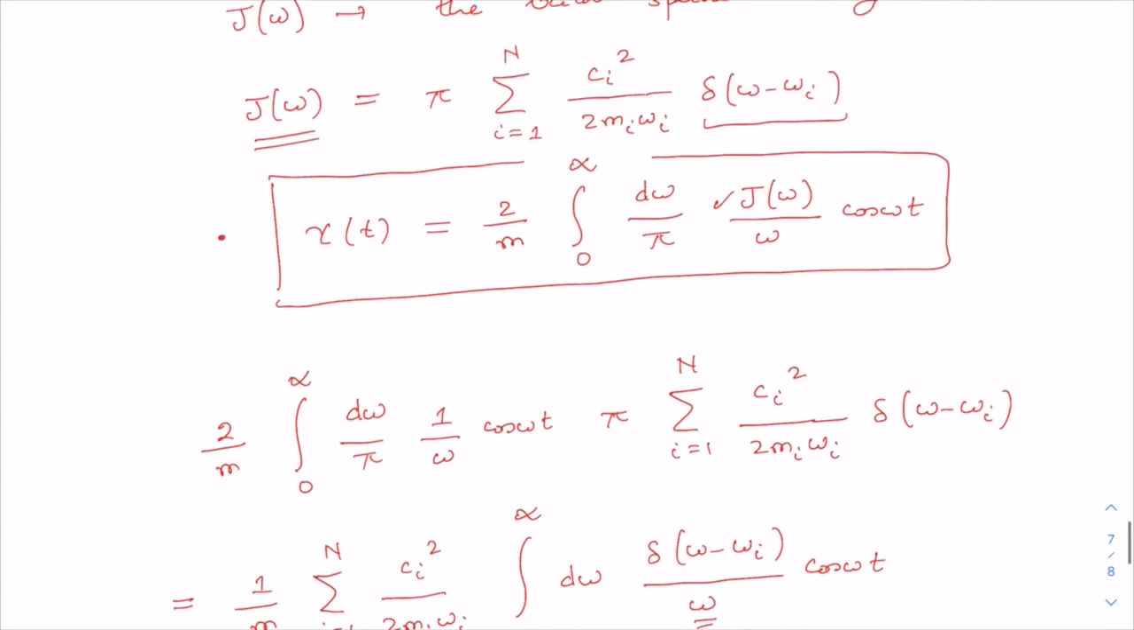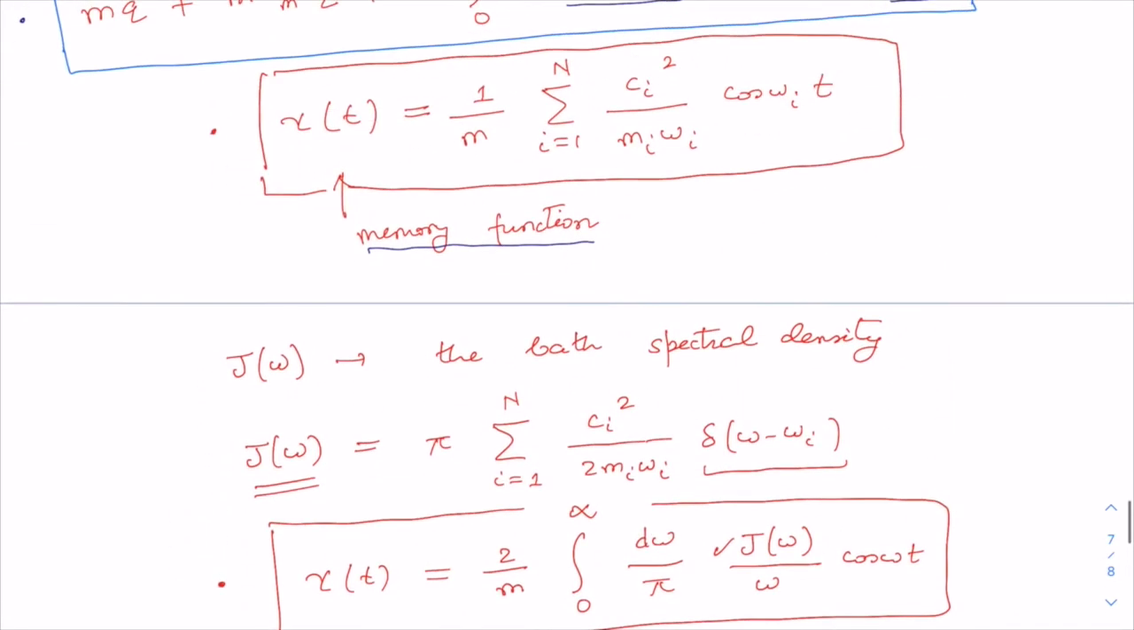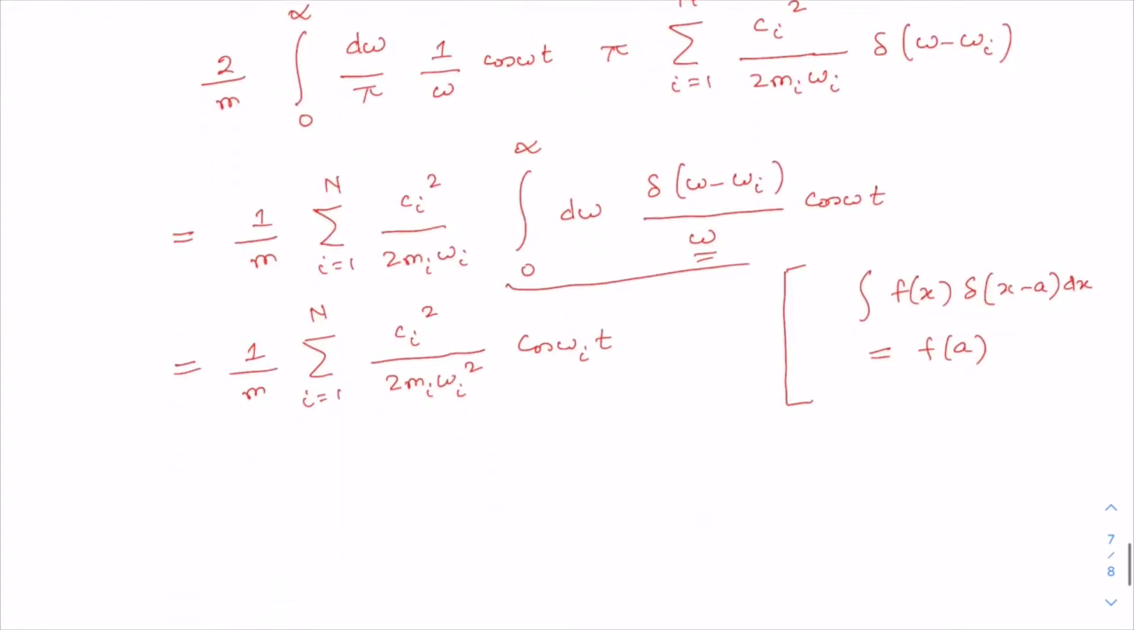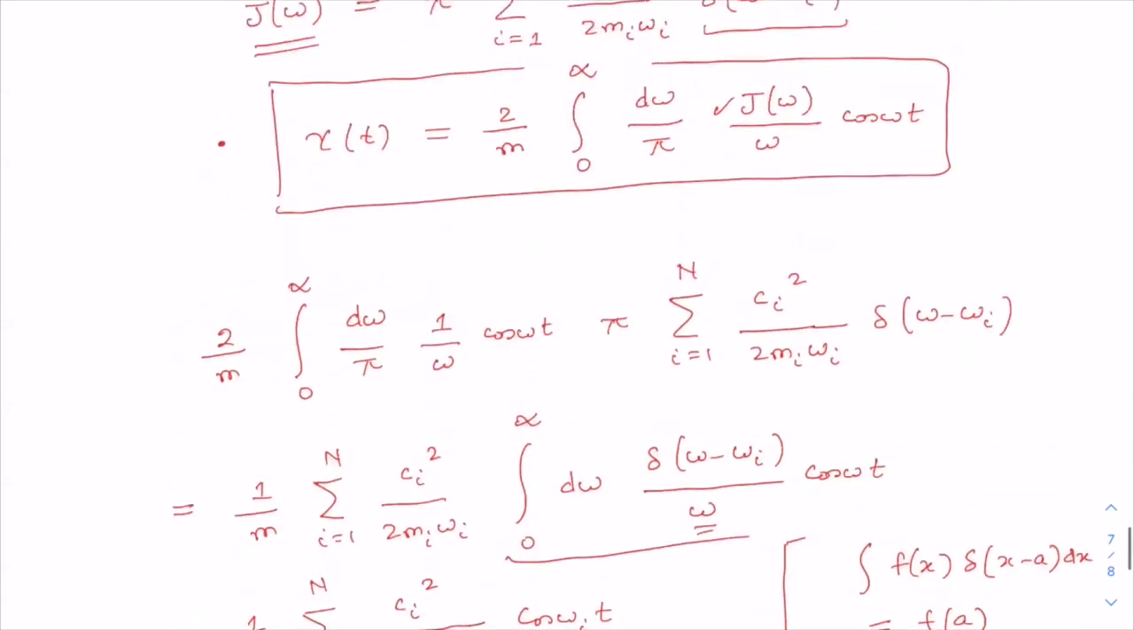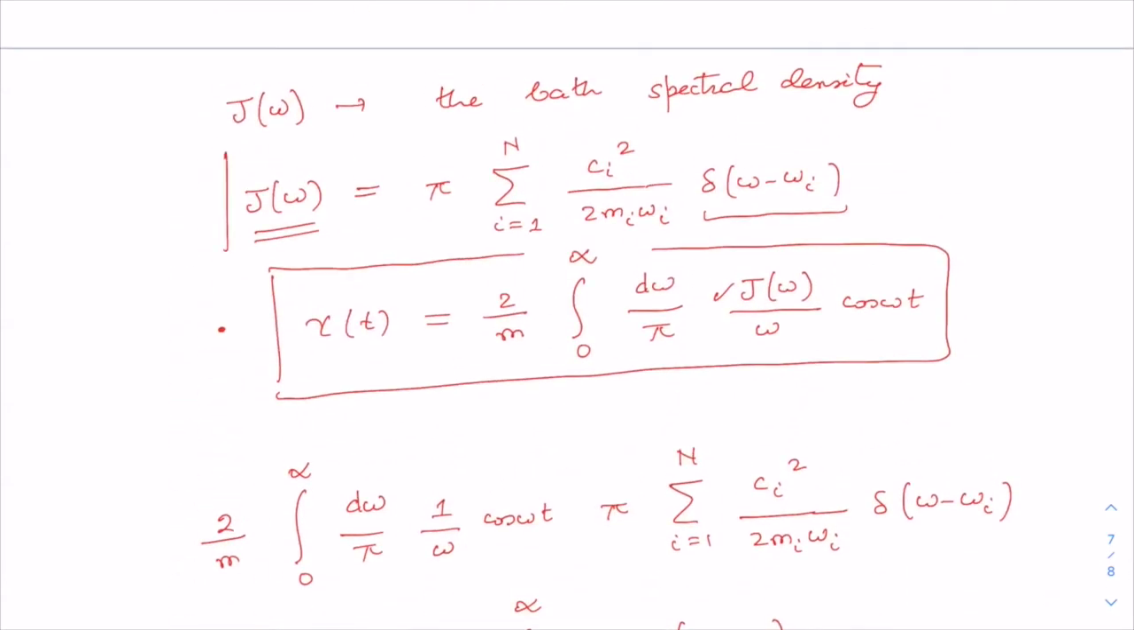So now you can see that this is exactly this function. This is exactly the same form that we obtained. The unknown parameters, ci, mi and omega i, can be expressed by using a single function J of omega, the way we have defined this function J of omega.